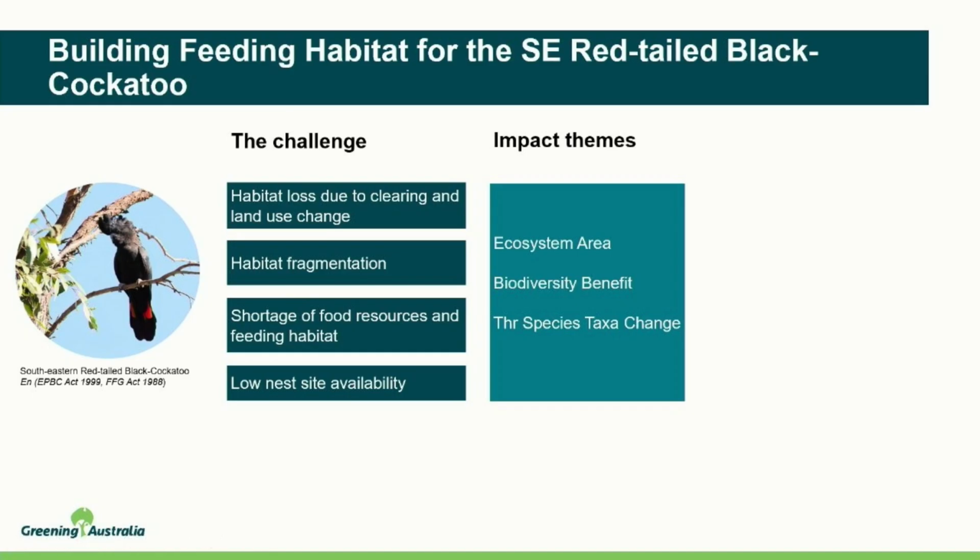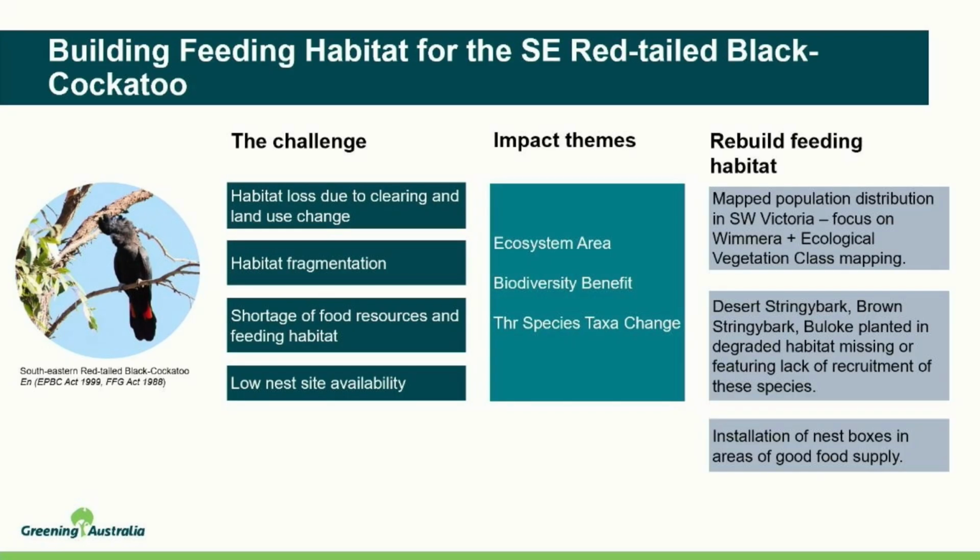So aligned to our impact themes, we have defined activities to help rebuild feeding habitat, and these are aligned with Action 4 in this Species National Recovery Plan around revegetation. So to do this, we look at population distribution mapping, and we also look at ecological vegetation types that were there before pre-clearing, before the clearing occurred. And importantly, we look at focusing our efforts in areas where the desert stringybark and brown stringybark are missing from the ecosystem, or where they have low natural regeneration.